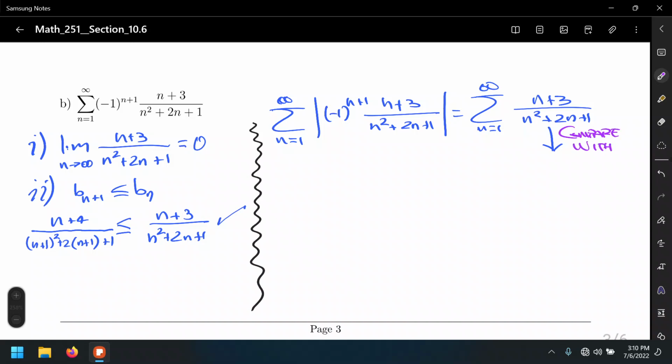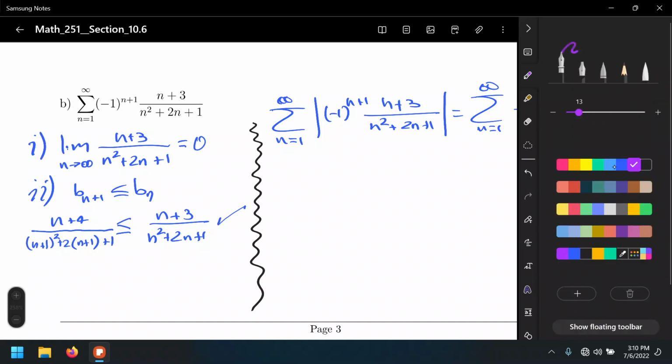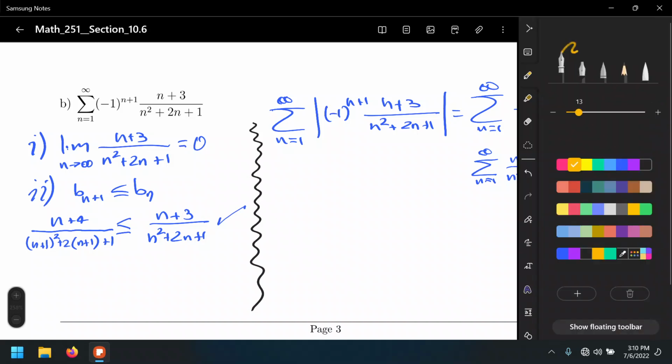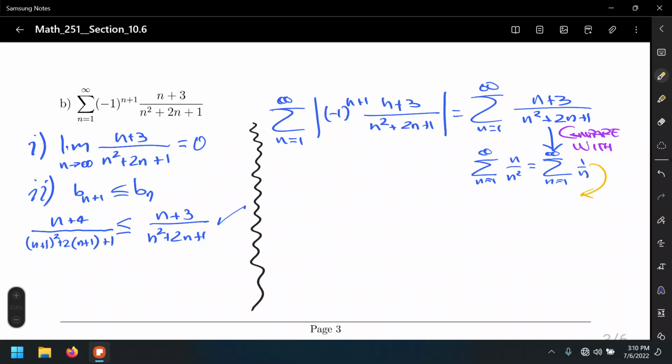So in this case, for the comparison test series, I'm going to neglect the lower degree terms on both the numerator and denominator. So I'm going to write just n over n squared, all right? And n over n squared is the same as saying 1 over n. What do we know about 1 over n? Divergent, what kind of series? P series.